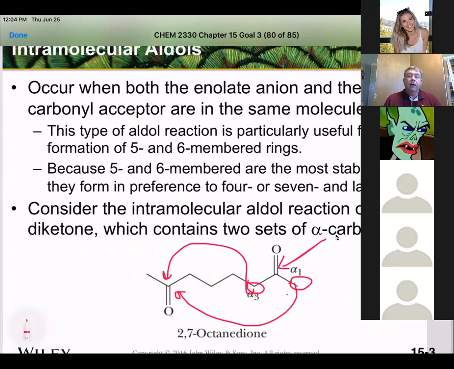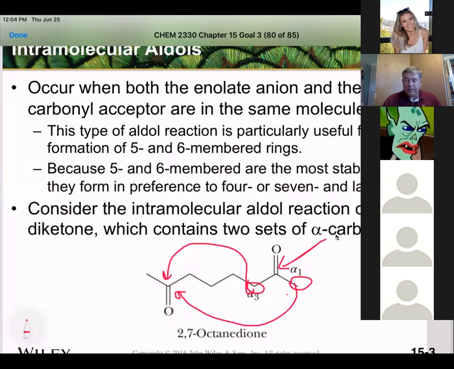Sometimes we're reacting it with the same component we made the anion with, and those are what we call our aldol and our Claisen. And then we have what we call our cross aldol and our cross Claisen. In this case, this particular compound would be considered a regular aldol condensation, even though we're doing an intramolecular ring closure, okay?